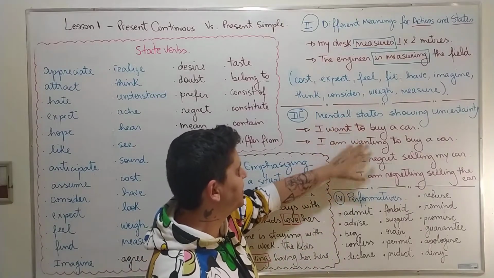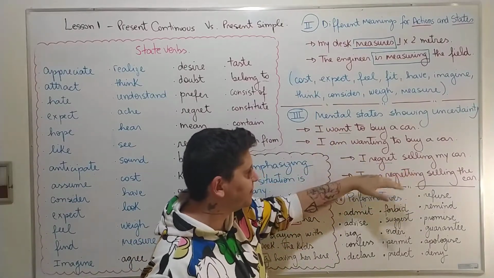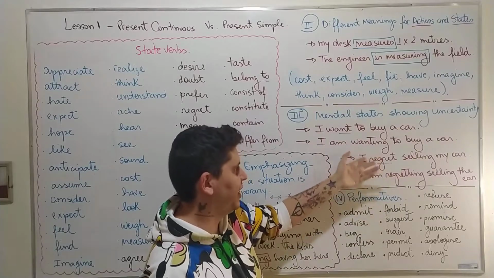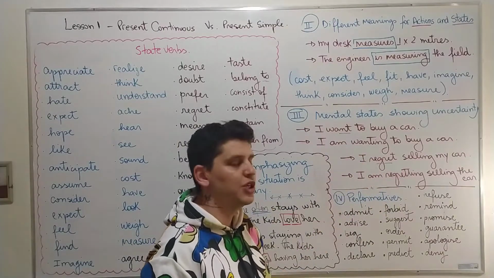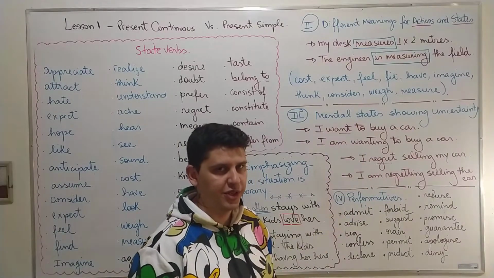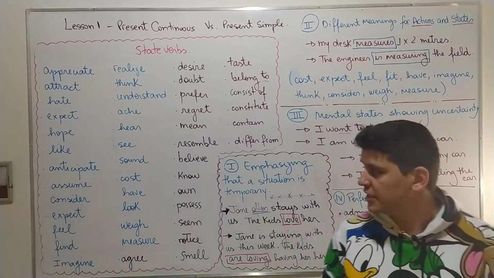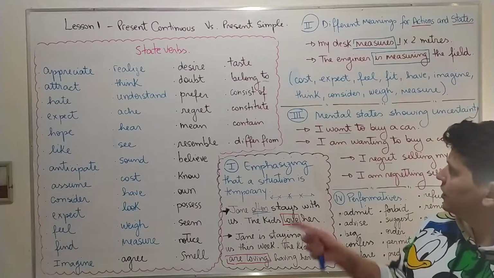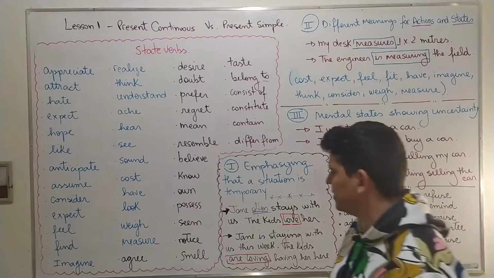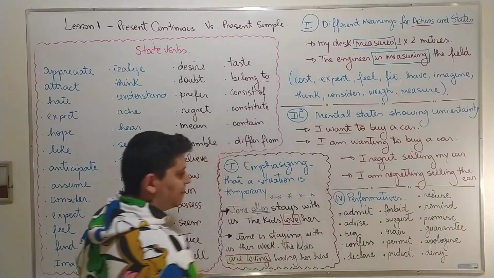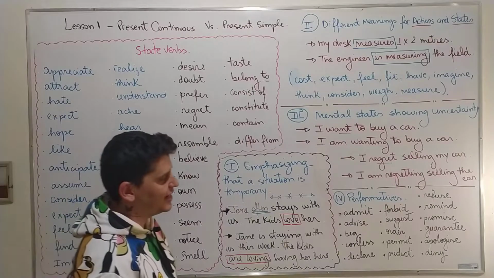So mental state verbs sometimes work quite well in the continuous tenses when we are showing that we are not quite sure of what we are doing, okay? It shows some kind of uncertainty. Number 4, performative verbs. Performative verbs, they're quite interesting verbs.